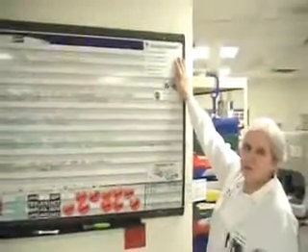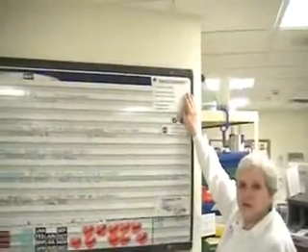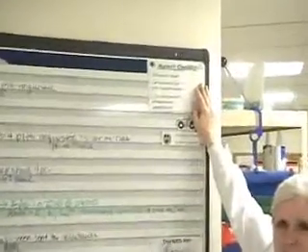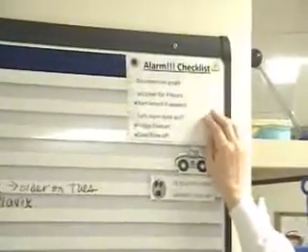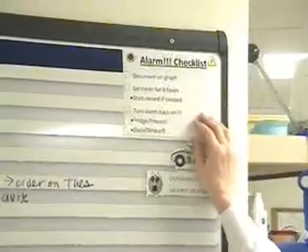And we also have for our alarm, if our refrigerator ever goes down, we have to check it every 4 hours. So we put up our little reminder here, and we put this into use then. So this is how we communicate in the blood bank.